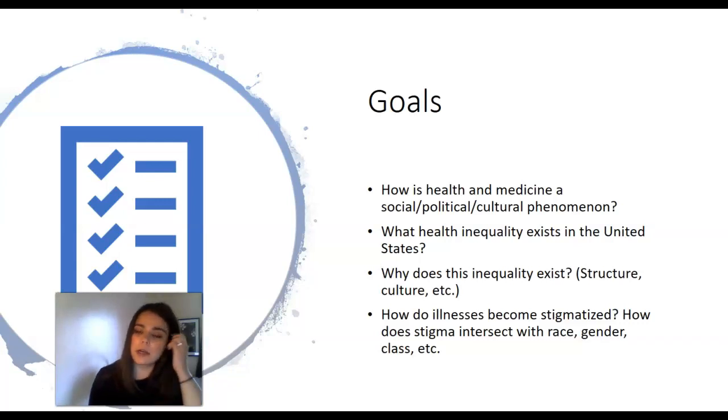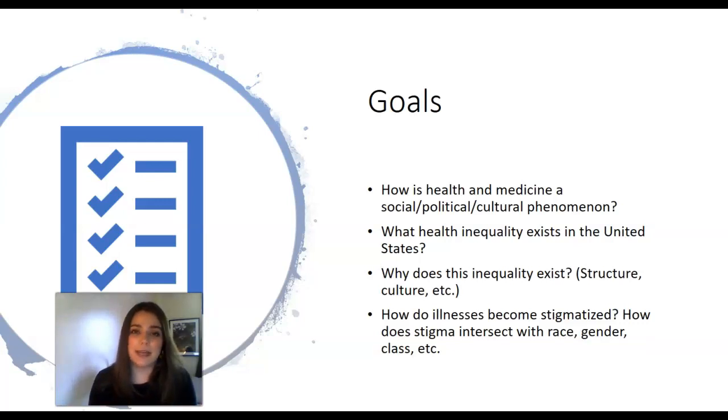Okay, so we're going to be asking a few questions today. First off, how are health and medicine a social, political, and cultural phenomenon? What health inequality exists in the United States today? So what does health inequality look like in our country right now? And why does this health inequality exist?